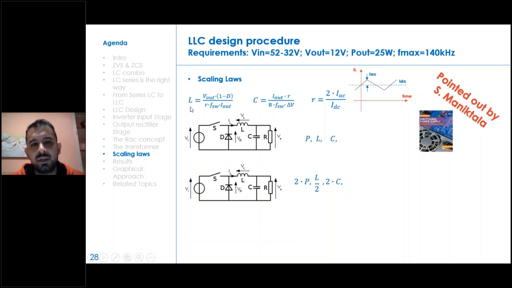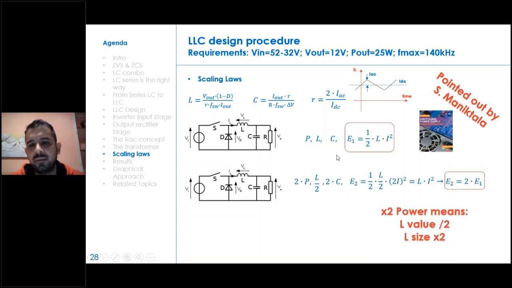What happens to the energy stored by the inductor? If I use the energy formula, I see that for the second buck converter, I get an energy stored that is 2 times the initial buck, the one taken as baseline. So multiplying the power by 2 means half the inductance value, but bigger size. Bigger size. These factors of 2 are just taken as an example. You can place here 46, 50, 1000, etc. It's just to make the concept simple.